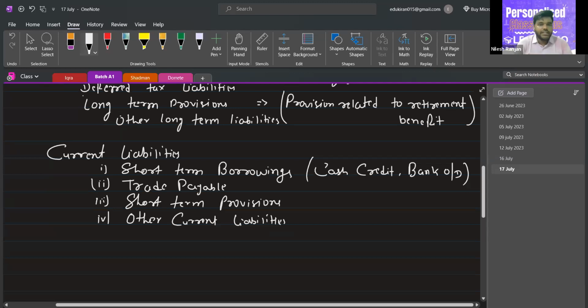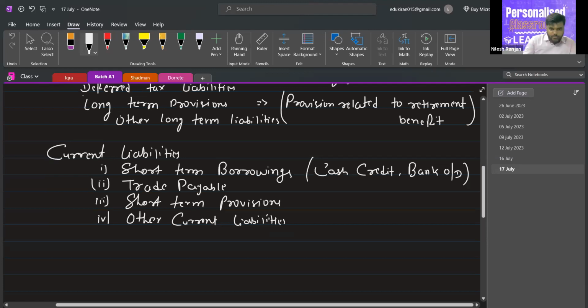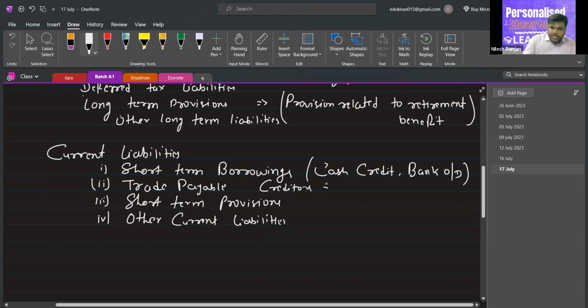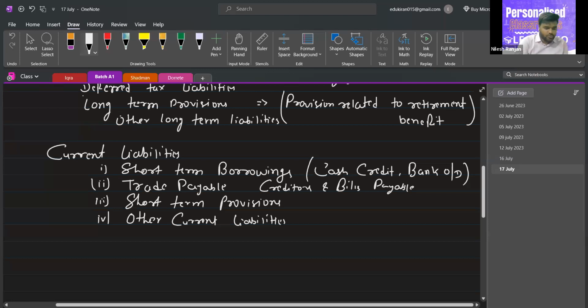Now, do you have any doubt in any of the liability side topic or item? So what comes in trade payable? Trade creditors and bills payable. Creditors and bills payable. Okay, so now you can solve some of the questions from the book. I will share it with our team and they will give you the assignment. Okay.